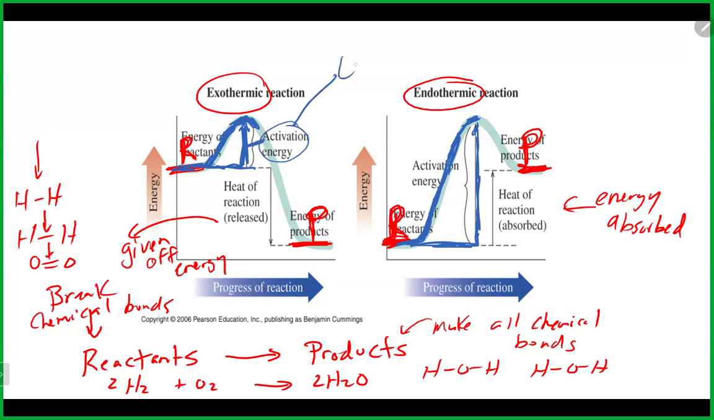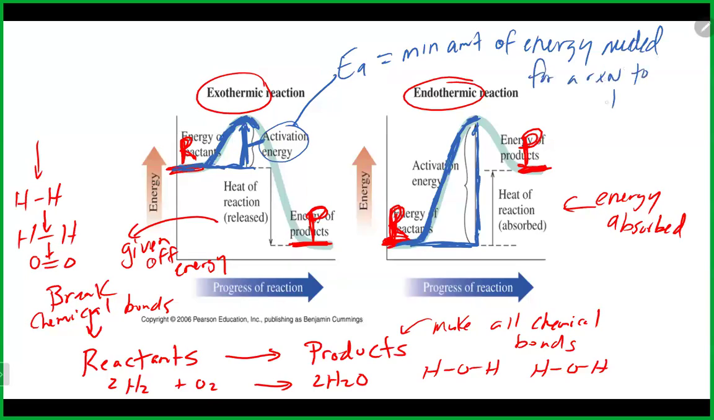And the activation energy is sometimes abbreviated E of A. The activation energy is the minimum amount of energy that's needed for a reaction to occur. It's that hill that they have to climb in terms of energy to get to the other side. So it's our minimum amount of energy needed for a reaction to take place. And obviously, our E of A for this one would be this right here as well.